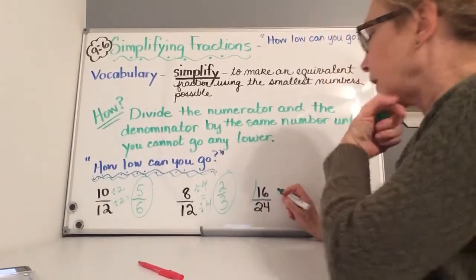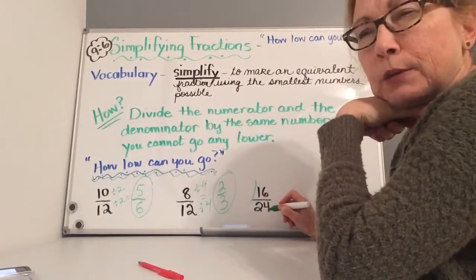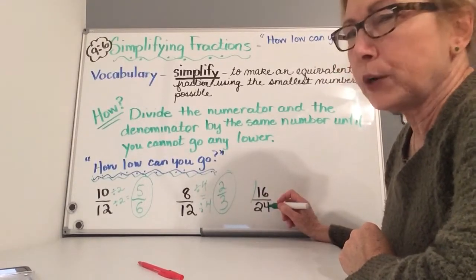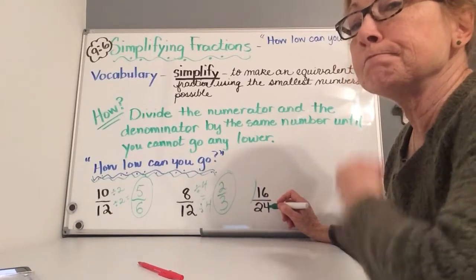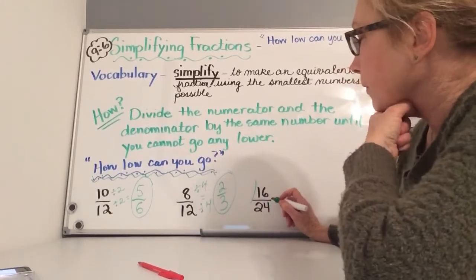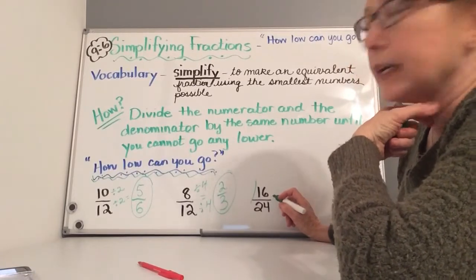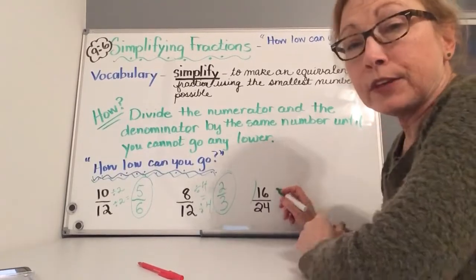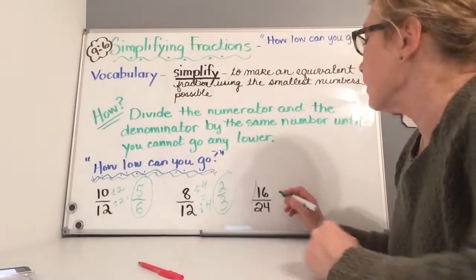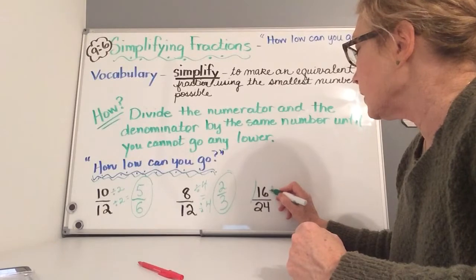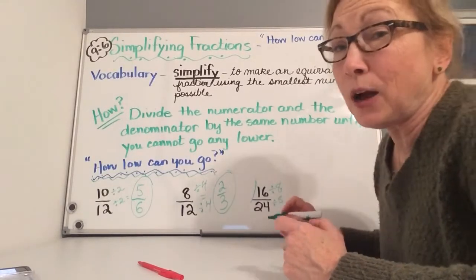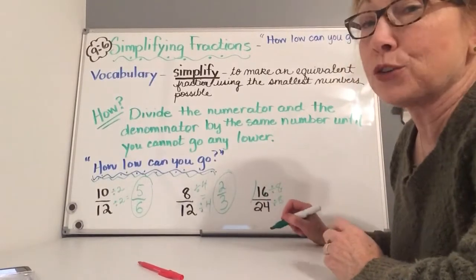16 divided by what number and 24 divided by what number? They both could be divided by 2. 3? No. 4? Yes, they could both be divided by 4. I wonder if we could go higher. 5? No. 6? No. 7? No. How about 8? Let's divide both of these by the number 8. I believe it's the greatest common factor for both 16 and 24.